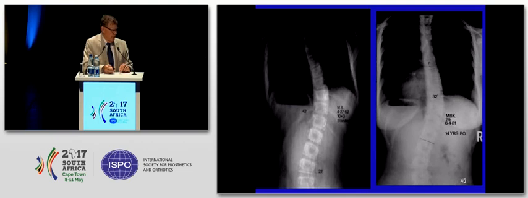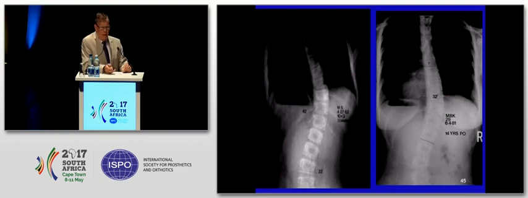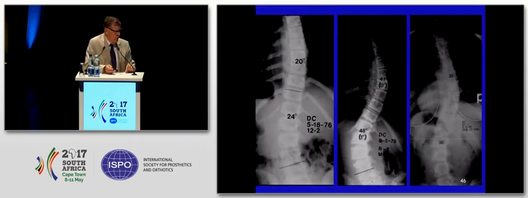A couple of examples. The x-ray on the left shows the pre-brace treatment. The x-ray on the right shows 18 years after brace treatment. And again here, a 20-degree curve progressed to 45 degrees, and the x-ray on the right is 20 years after brace treatment.